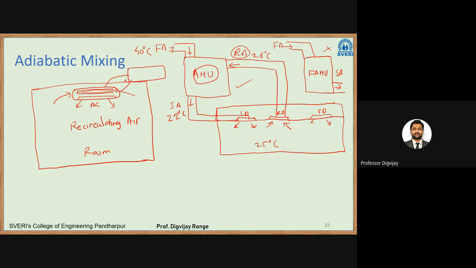Now you may ask, sir, we have to supply the air at 25 degrees Celsius, then why is the supply temperature 22 degrees Celsius? So I am here considering all other factors. There will be a heat transfer to this duct, right? That also I have to consider. So finally, when the air enters the room, it will be again at some lower temperature, let us say 24 degrees Celsius. When it finally comes inside the room, there will be again heat transfer to the room, and then finally its temperature will be 25 degrees Celsius.